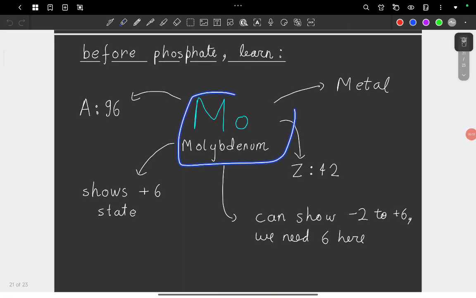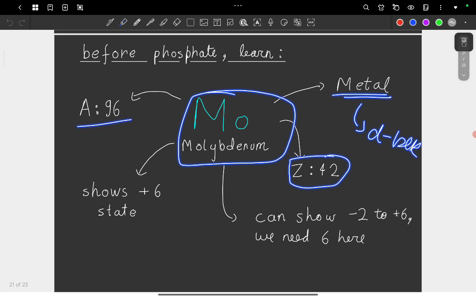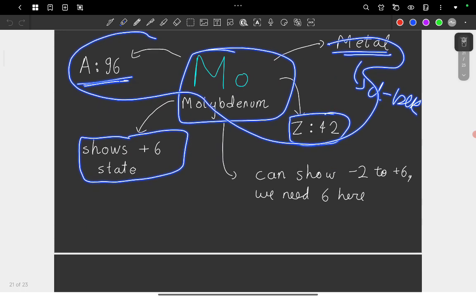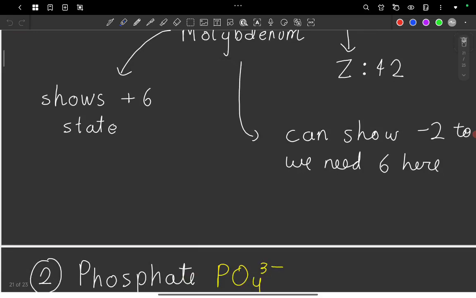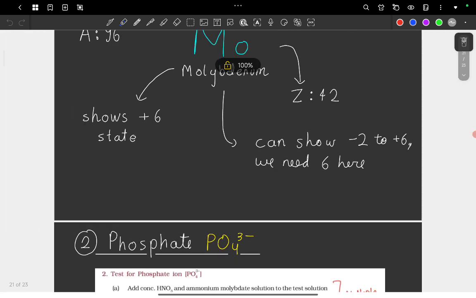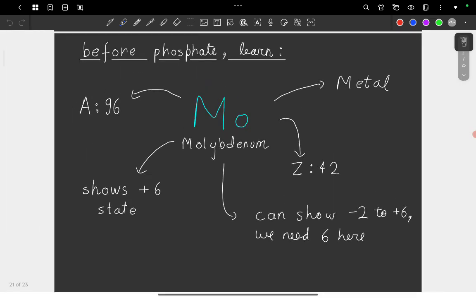So before we move on to the phosphate ion, let's learn about an element. Let's learn about molybdenum. Molybdenum is the 42nd element of the periodic table. It is a metal. It is a transition metal, in fact. D block. Its atomic weight is 96. Like, these are trivial facts. What actually matters here is that it shows a +6 state. And one of its most famous compounds, which we will be using in this lecture, is this ion. This ion, you can call the molybdate ion, and that's it.